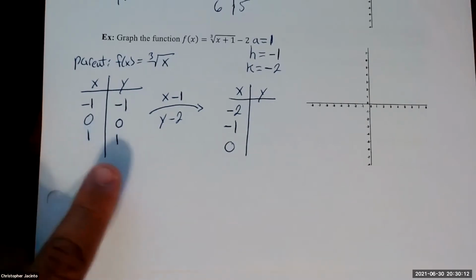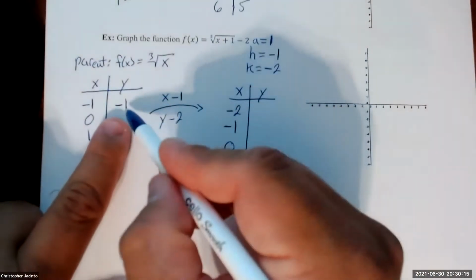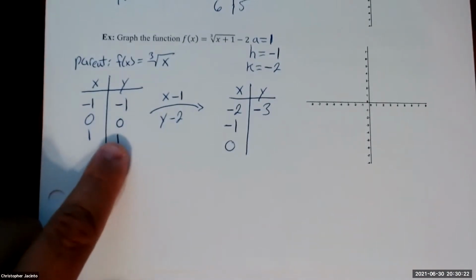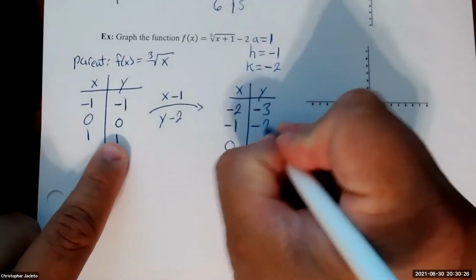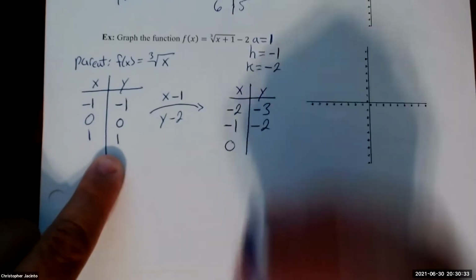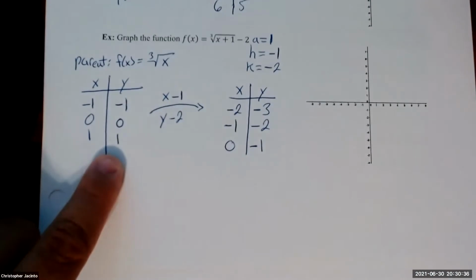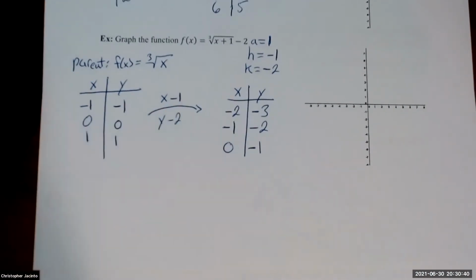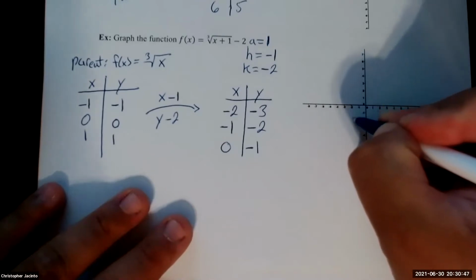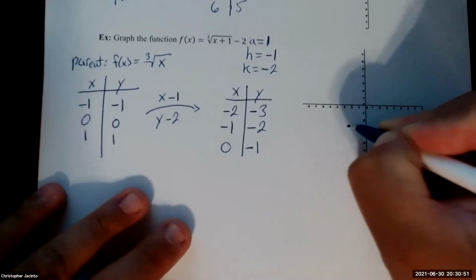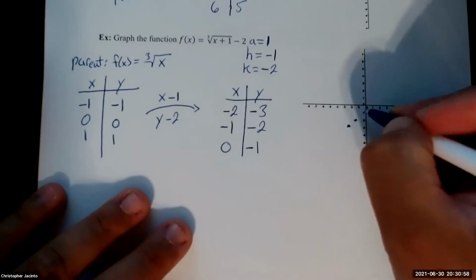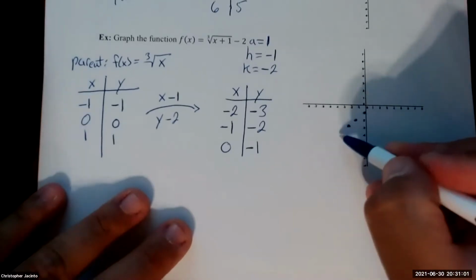Okay, and I would do the same thing for the y's, but in this case, we're going to subtract 2, right? So let's see, -1 -2 is -3. 0 -2 is -2. And then last one, 1 -2 gives you -1. Okay. And again, we graph it and we're done with this question altogether. So -2, -3. -1, -2. And then 0, -1.